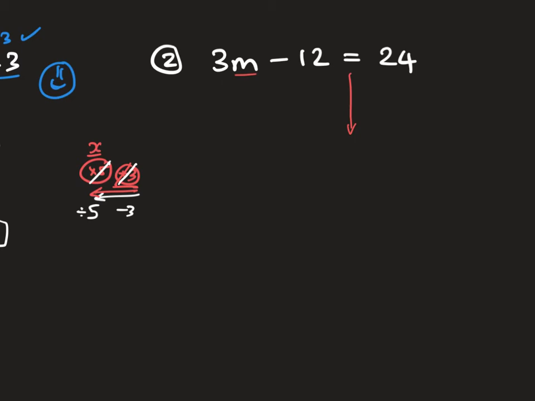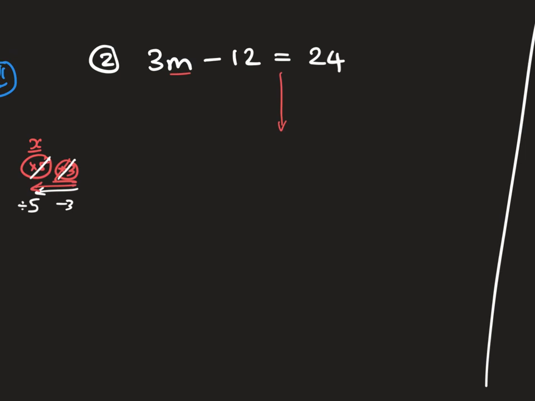Now, those of you who are happy with BIDMAS or BODMAS, or the order of operations, will see that what's happening to the m here is it is being multiplied by 3, and then we are subtracting 12 from it. So whatever m is, it's being multiplied by 3, and then we're subtracting 12 from that. So we're going to do the opposite. We're going to work backwards through this, and we're going to get rid of the minus 12.